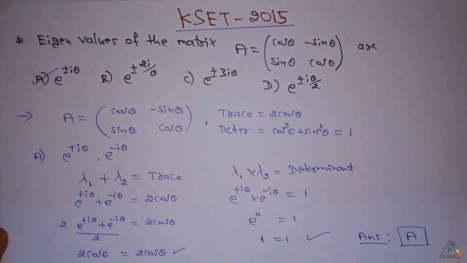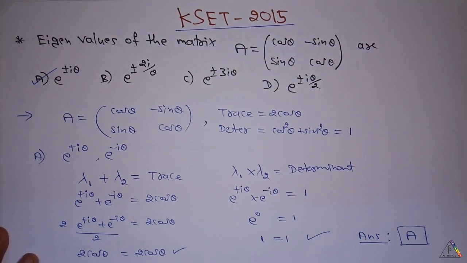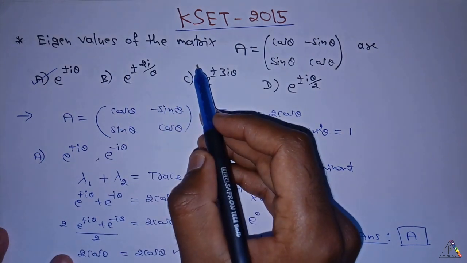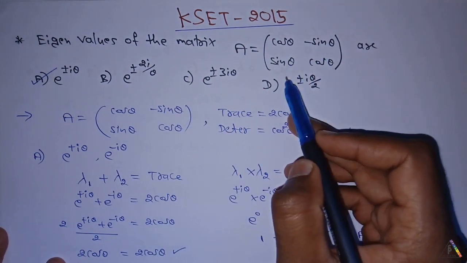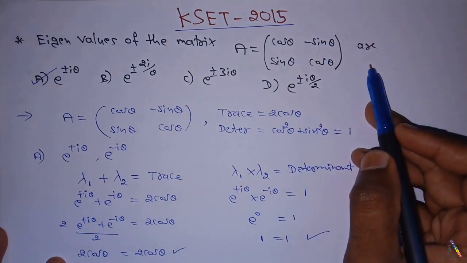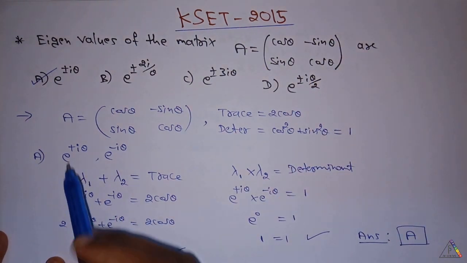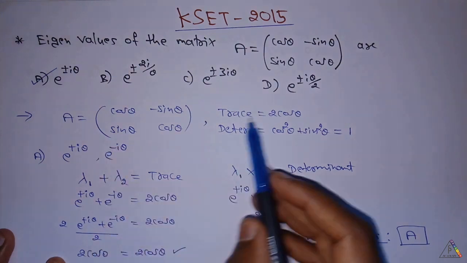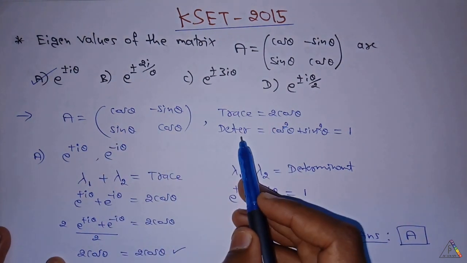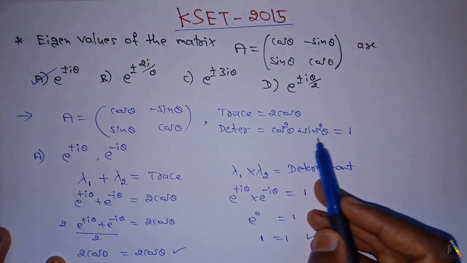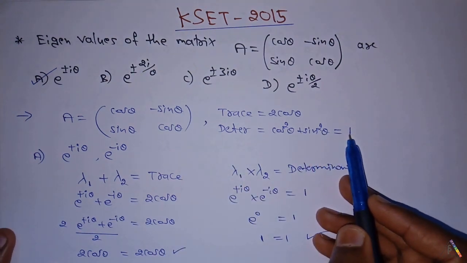This is the KSET 2015 question. The question is, the eigenvalues of the matrix A with entries cos theta, minus sin theta, sin theta, cos theta are. Consider the given matrix, find the trace as cos theta plus cos theta, 2 cos theta, and the determinant as cos square theta plus sin square theta, that is equal to 1.